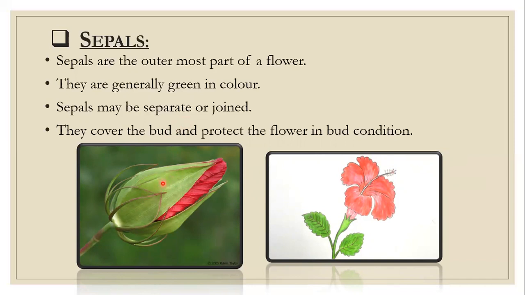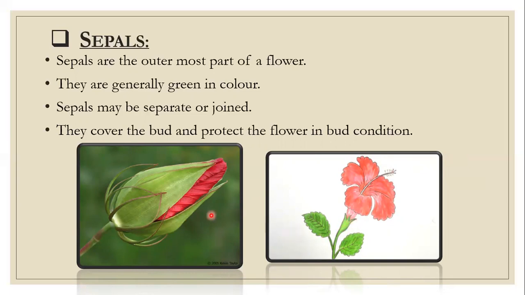Here you can see, if we want, we can separate these sepals. We can take them out separately. But here in the shoe flower, the sepals are joined to form a cup-like structure. You can see the cup-like structure here. Only the topmost part is divided. The bottom part is joined to form a cup-like structure in the shoe flower. This is the shoe flower, or the hibiscus flower.